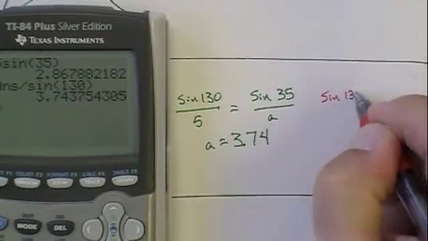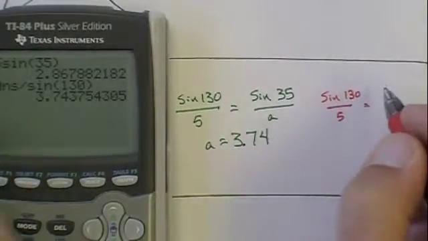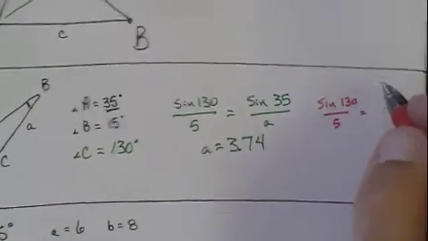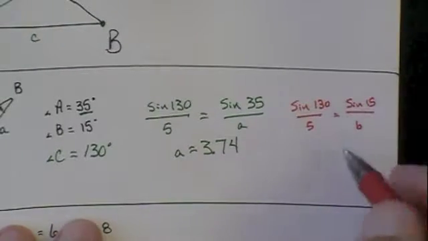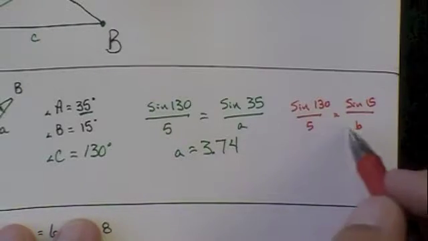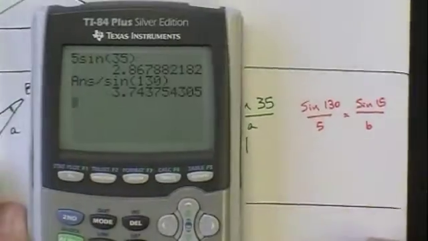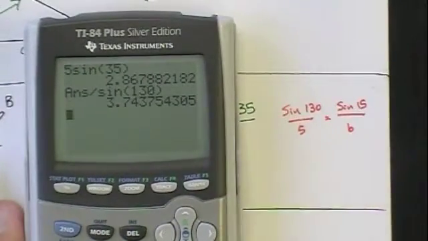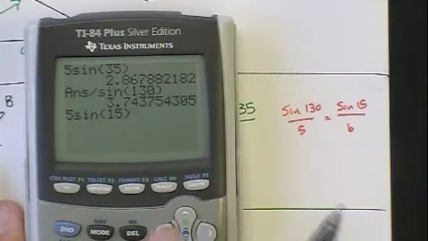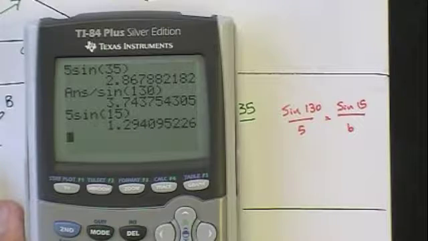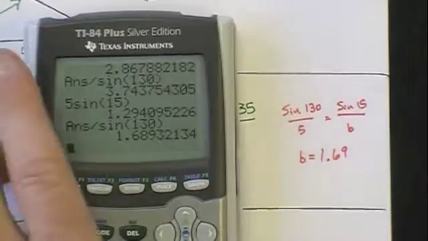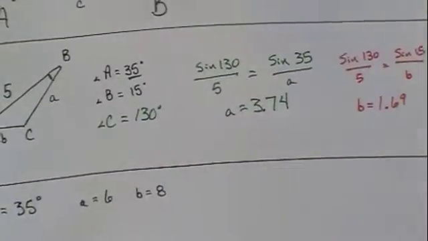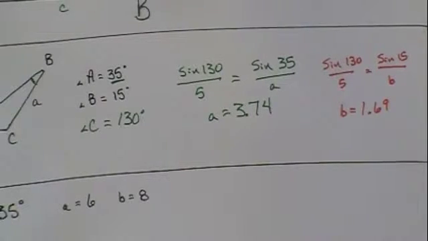Then we could set up a similar proportion to find side B, in which case we could say sine of 130 is to 5 as, remember angle B was 15, so then sine of 15 is to B. So again, I'm cross multiplying, so I'm going to have 5 times the sine of 15 is equal to B times sine of 130. Divide the 130 over, so it would be similar to how we solved this first one. So again, 5 times the sine of 15 degrees, make sure you have your mode in degrees. Take that value, and then we're dividing by sine of 130. So now we can see that side B is 1.69 units. And obviously the longest side has to be opposite the largest angle, smallest side is opposite the smallest angle.